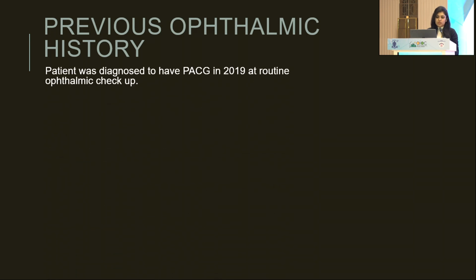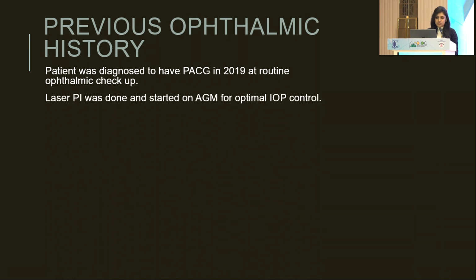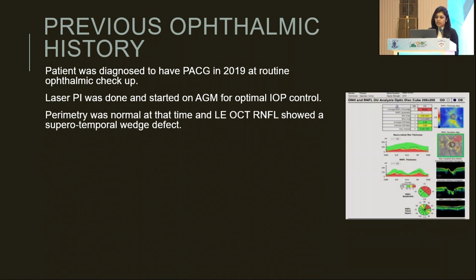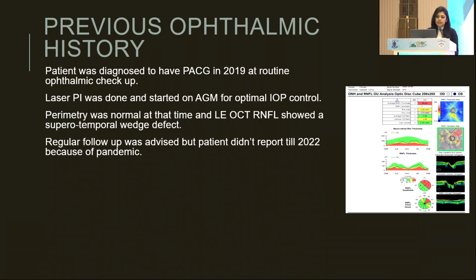Patient was diagnosed to have primary angle closure glaucoma in 2019 at a routine ophthalmic checkup. Both eye laser PI was done and she was started on anti-glaucoma medications for optimal IOP control. Perimetry was normal at that time and left eye OCT RNFL showed a superotemporal wedge defect. This is the OCT RNFL of the left eye in 2019. A regular follow-up was advised but the patient didn't report till 2022 because of the pandemic.